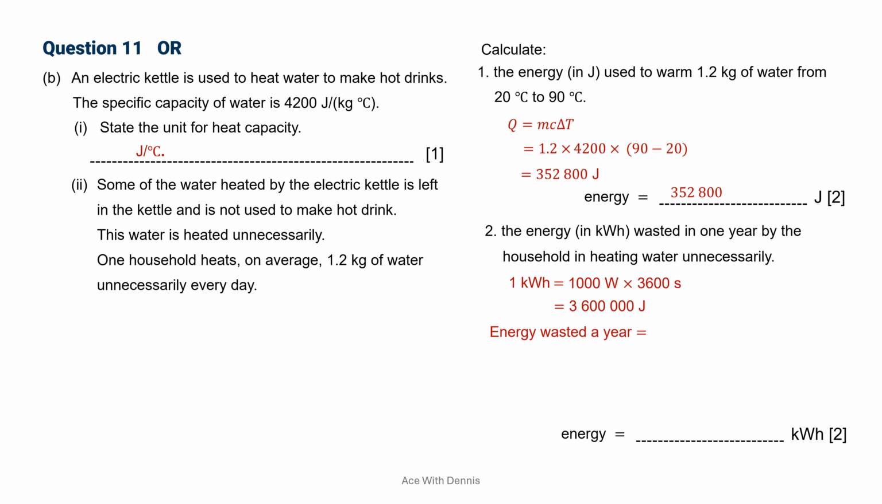3,600,000 joules. Now the energy wasted in a year will be the energy we calculated in part 1, which is 352,800 joules, times 365 days. Because part 1 is for a day, to convert to a year we have to multiply by 365 days, and the unit is joule. I want to convert into kilowatt hour, hence I will divide it by 3,600,000, and I will get 35.77 kilowatt hour. Hence 35.77 kilowatt hour is the answer.